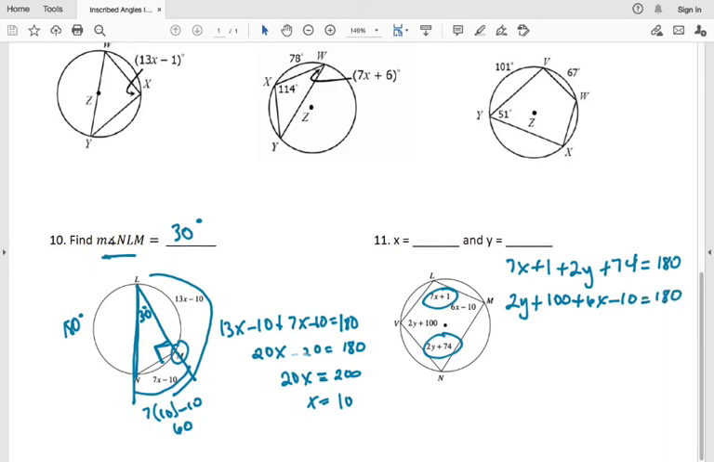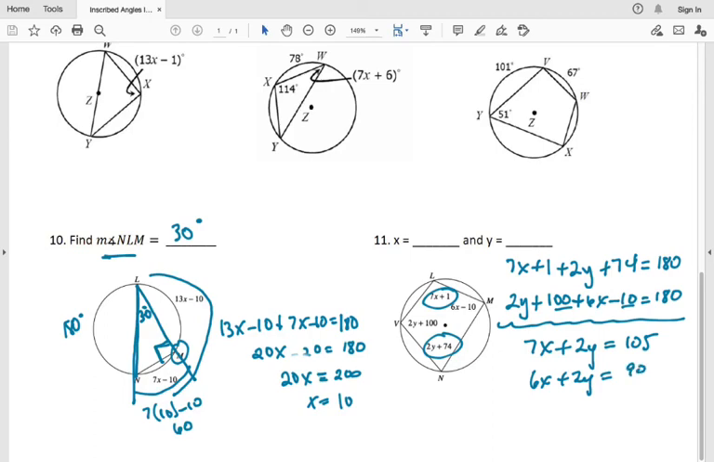All right, so I'm going to kind of clean that up a little bit. I'm going to get my x's and my y's and my numbers together. So that first equation becomes 7x plus 2y equals, I'm going to subtract the 1 and the 74 from both sides, and I get 105. On the second equation, I'm going to put the x first, so 6x, and then I'll put the 2y, and then that equals, when I move the 100 and the negative 10 combined to be 90, and when I move that over to the other side, it becomes 90.